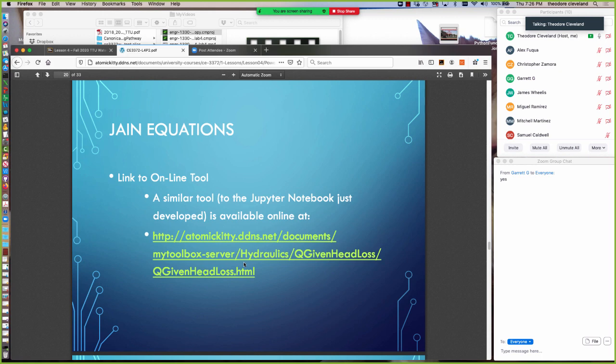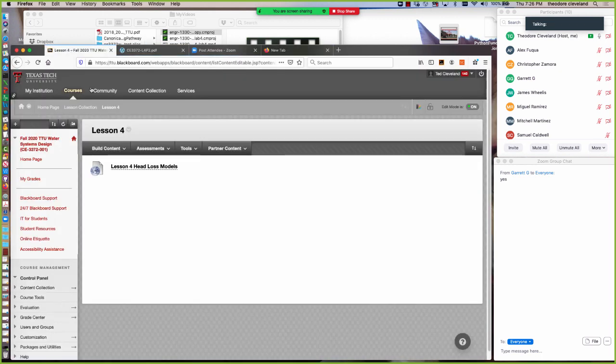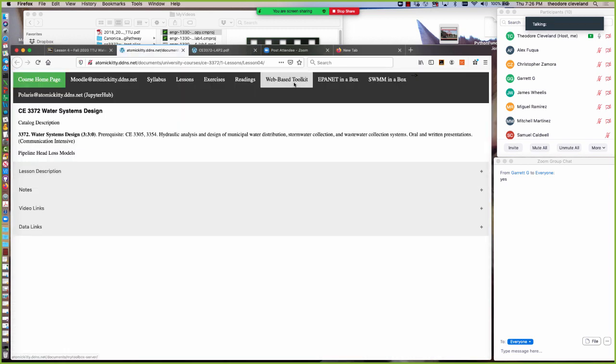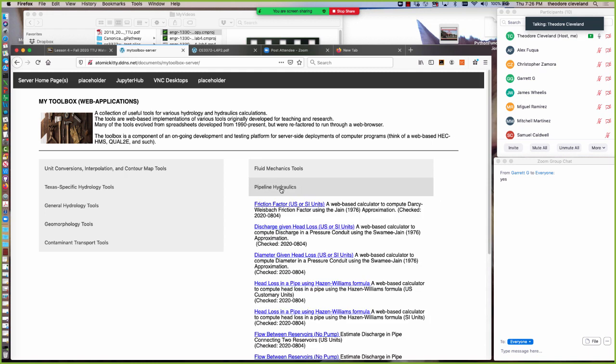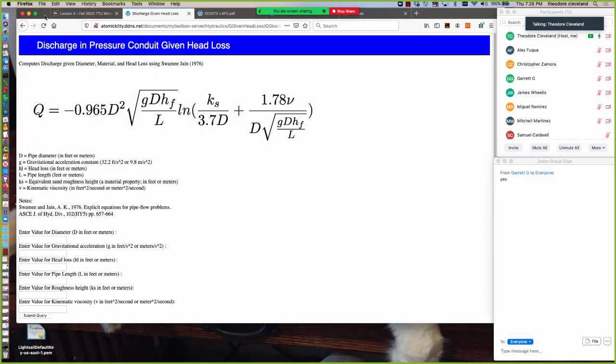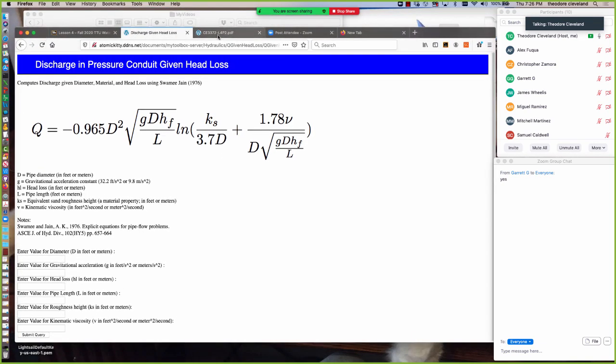In the PDF, that's not linkable, but we can get to it this way. Go to the web-based toolkit, choose pipeline hydraulics, and what we want is discharge given head loss in US customary or SI units, a web-based calculator to approximate discharge in a pressure conduit using Swamee-Jain. So we'll click on that, and we have the required input that's prompted for us.